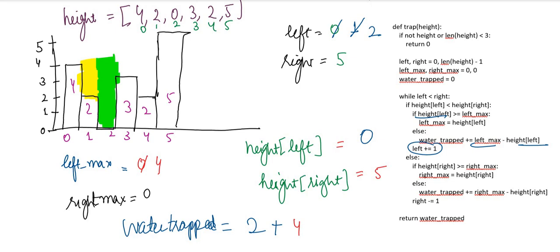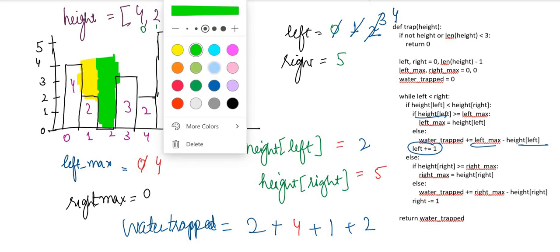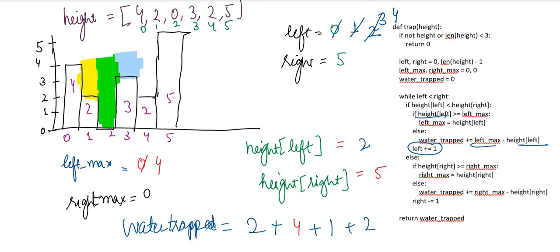Then we are going to the next left, which is 3. At left equals 3, what is the value? Value is 3. 3 is still less than left max. That means there is more possibility of water storage. So increment 4 minus 3, 1. Correct. Go to the next index, which will be 4 here. At 4, what is the value? 2. 2 is still less than 4. There is a possibility of storing water. 4 minus 2 is 2. On the third block there is 1 unit of storage which we can do, and on the second block there are 2 units of storage which we can do.